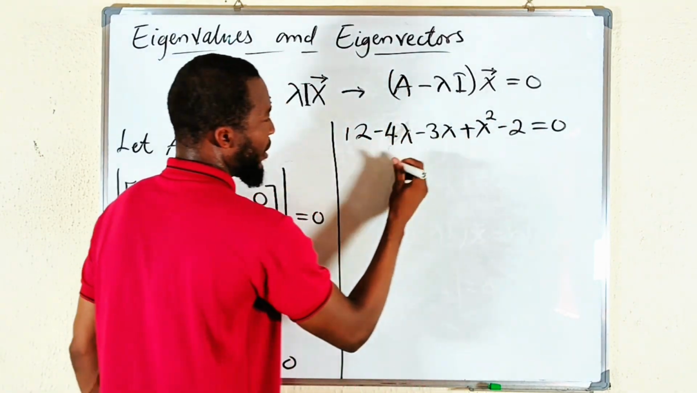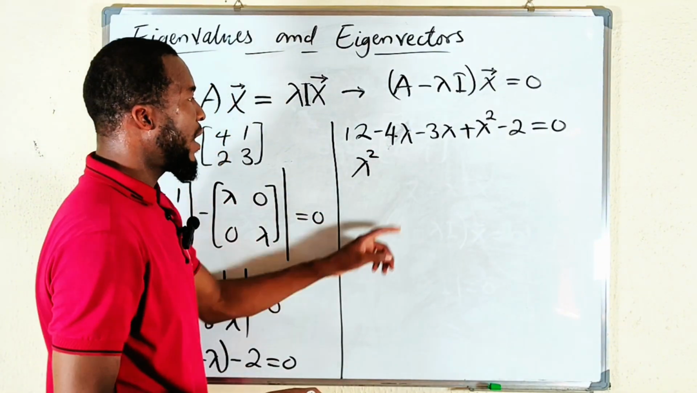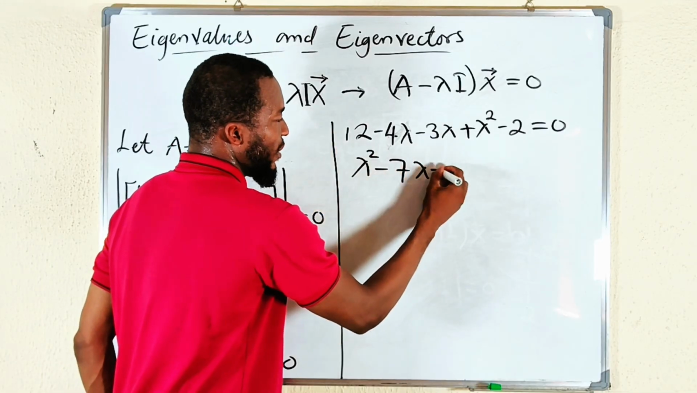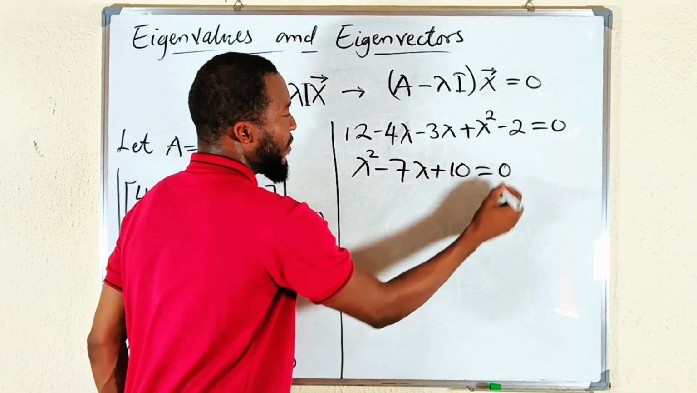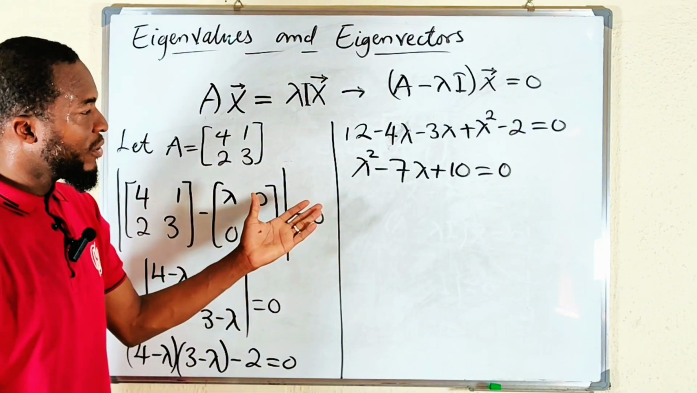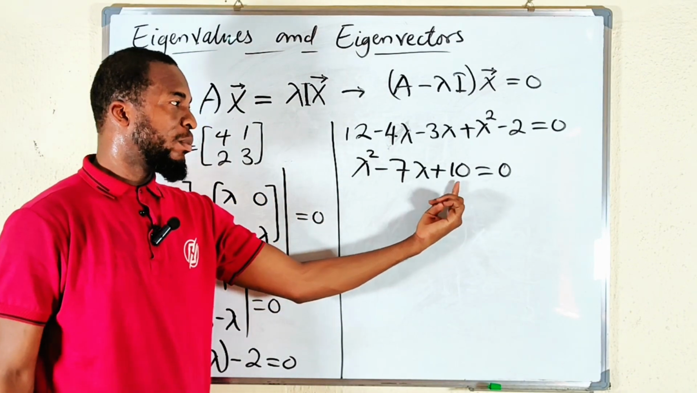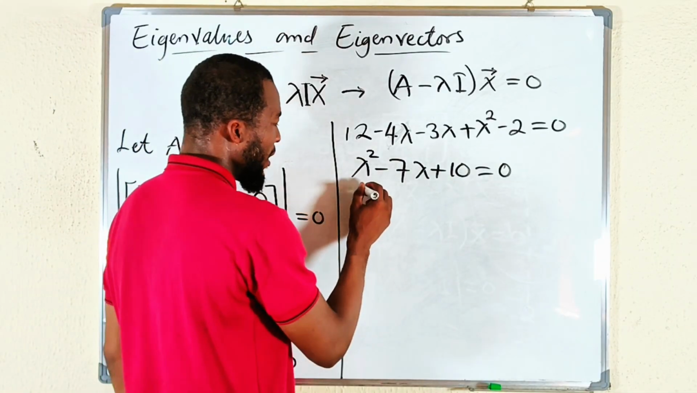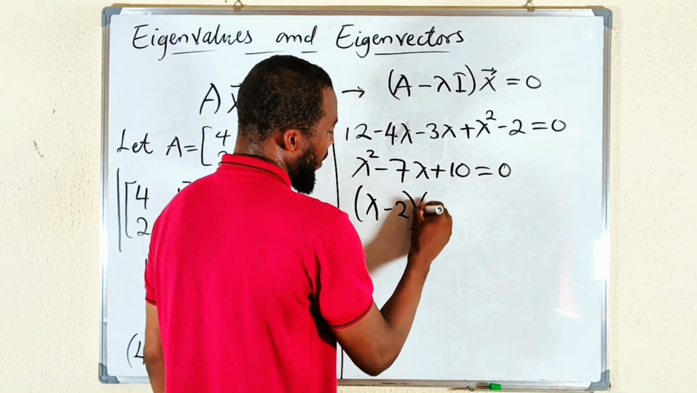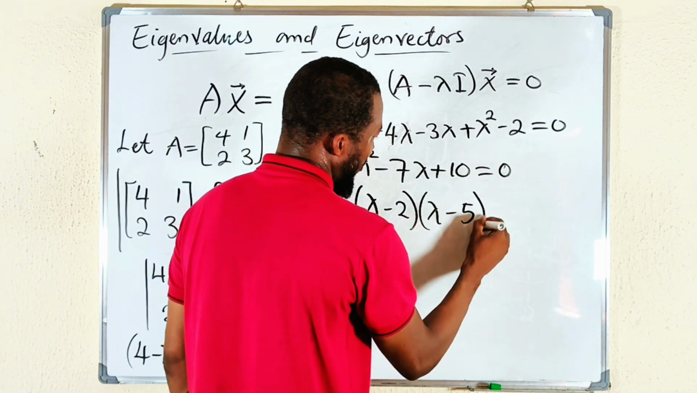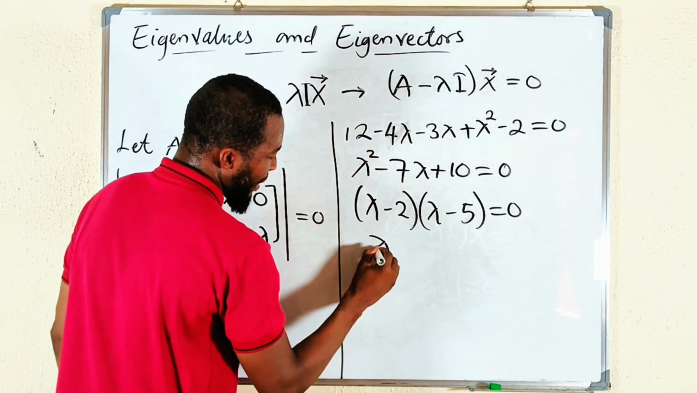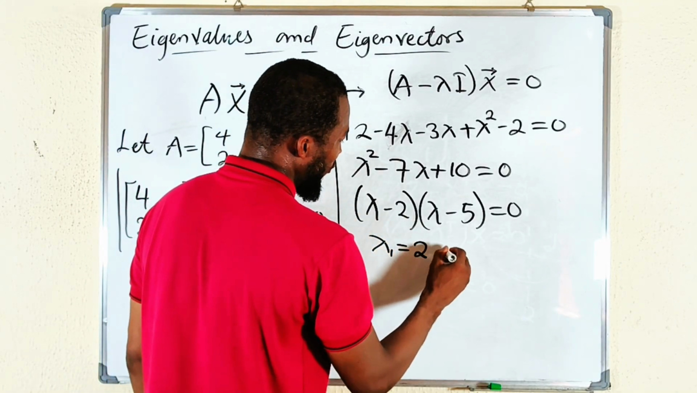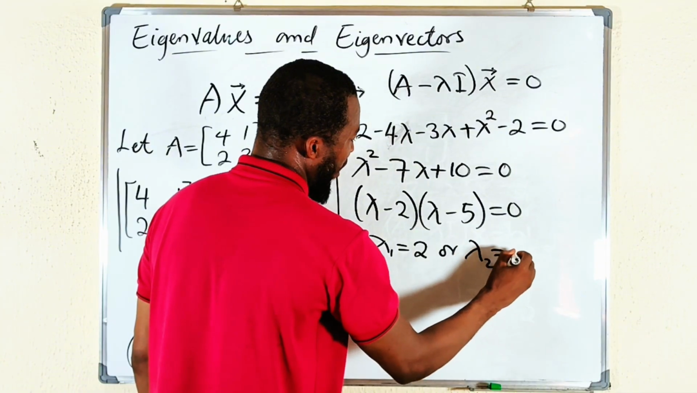Collect the like terms. Bring the lambda squared first. Then we have negative 7 lambda. Then 12 minus 2 is plus 10. This is equal to 0. This is a quadratic equation that can be factorized. Just think of two numbers you can multiply together to get 10 and add to negative 7. That is negative 2 and negative 5. So lambda minus 2 times lambda minus 5 equals 0. It implies that, because now we have two eigenvalues, lambda is either equal to 2 or 5.